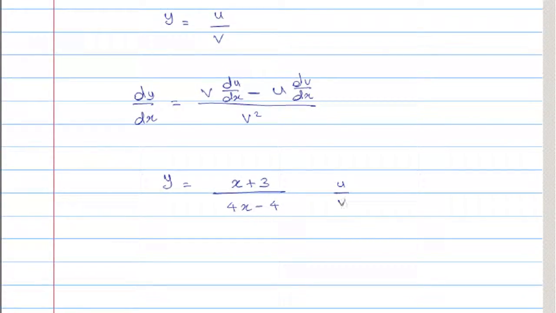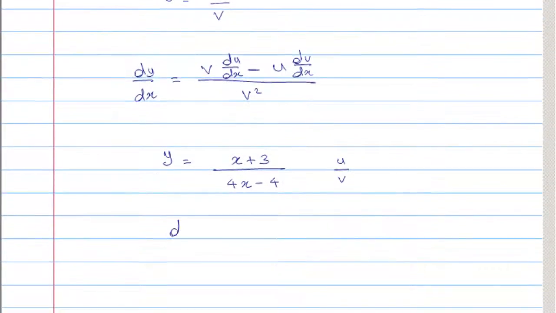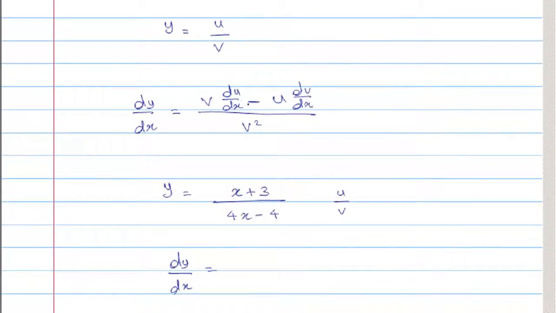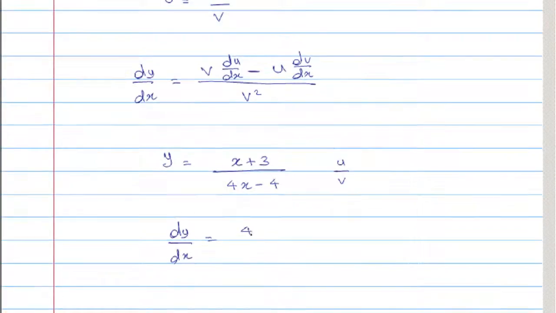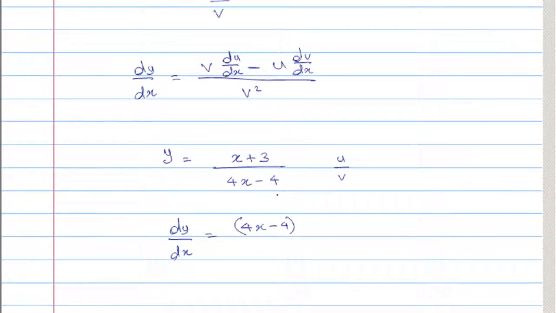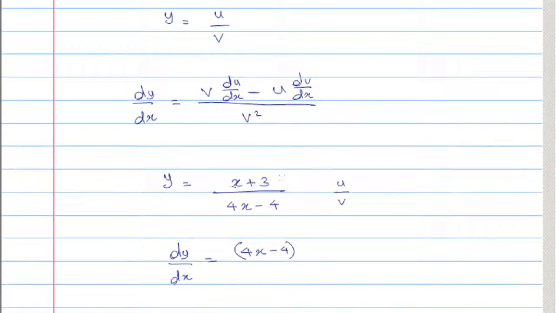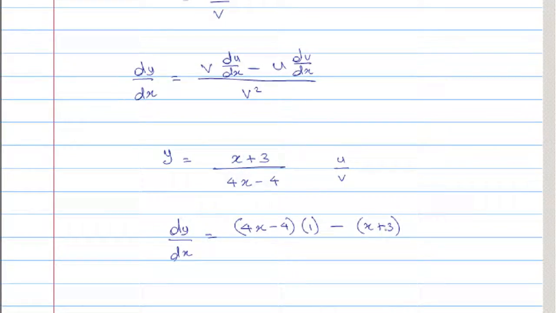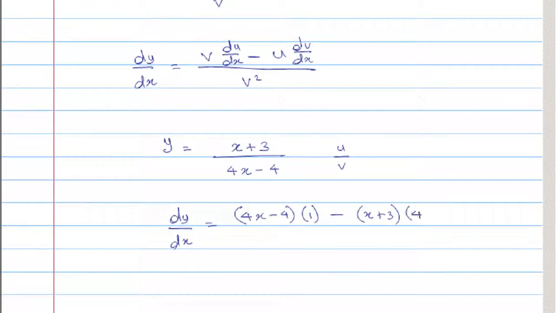So in this case, this is u over v. My u is equal to x plus 3. V is equal to 4x minus 4. So dy over dx will be equal to, so I have v times du over dx. So v in this case is 4x minus 4 times du over dx. So the derivative of the numerator, derivative of u, is just 1. That's differentiating x plus 3. Then I've got minus u, which is x plus 3, times the derivative of the denominator. So dv over dx, differentiating 4x minus 4, that just gives 4.